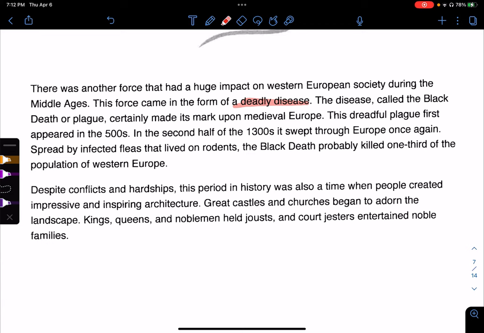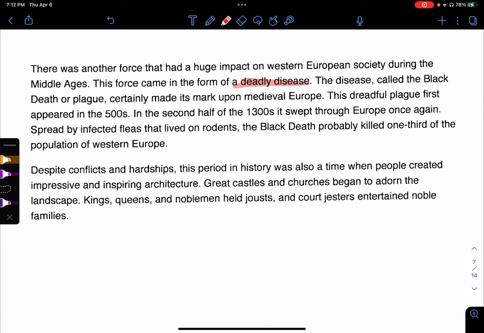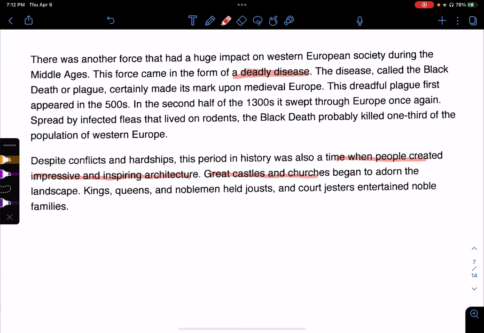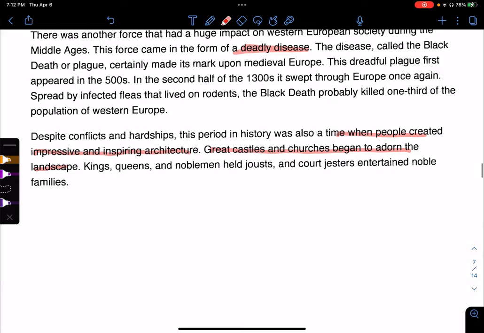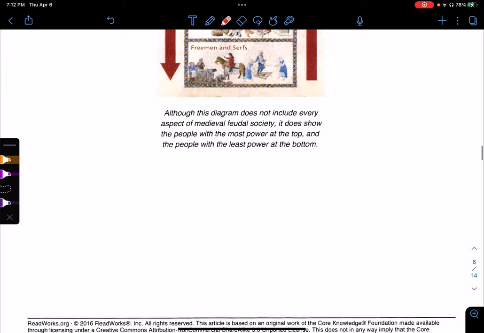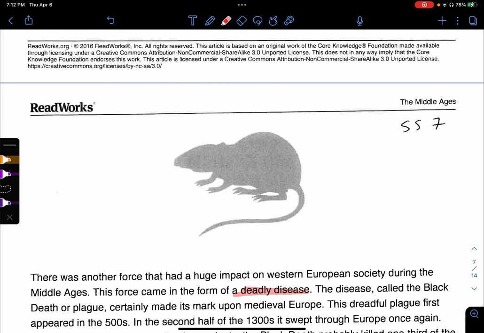Despite conflicts and hardships, this period in history was also a time when people created impressive and inspiring architecture. Great castles and churches began to adorn the landscape. Kings and queens and noblemen held jousts, and court jesters entertained noble families. So the Middle Ages, as much as the people of the Renaissance want to get rid of it or disregard it, it's impossible for them to do so, because it does impact the Renaissance. Right? It's kind of like if I say I want to forget about my parents because they were not a good influence on me. Well, that's great and all, but they raised me. I'm going to be impacted by them, right?